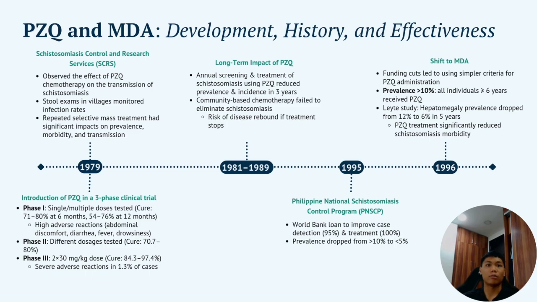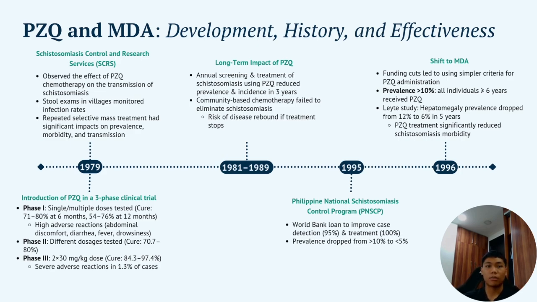In 1995, we see that the Philippine National Schistosomiasis Control Program received a loan from the World Bank. Here, the goal was to increase to 95% case finding and 100% treatment. This would focus on first finding where schistosomiasis was evident, then PZQ being used in that specific area to treat the disease. So there was a decrease of prevalence from over 10% to less than 5% in 1995.